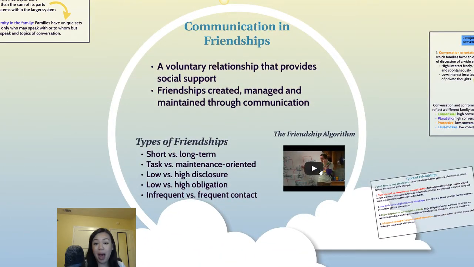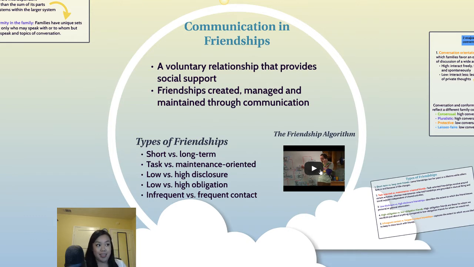So now let's talk about communication in friendships. So far we've learned about what intimacy is. We talked about how it plays a big role in all relationships. We talked about the four different types of intimacy, and we also talked about the intersections between intimacy and gender, culture, and social media. And now we're going to look at different types of intimate relationships. The first one we're going to look at is friendships.